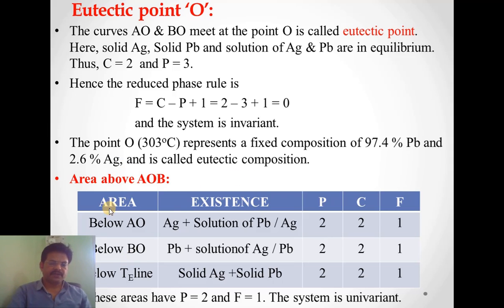Now there are different areas: the area below AO, the area below BO, and the area below the eutectic temperature line. All these areas represent two phases, and hence the degrees of freedom for all these areas will be 1. That means all these areas are univariant in nature.